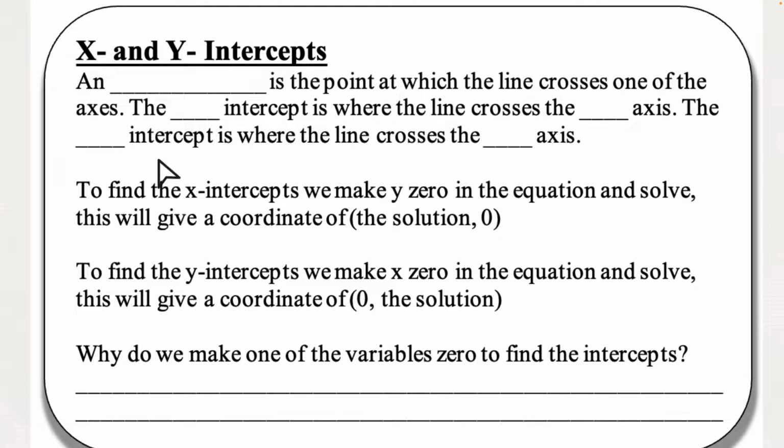An intercept, just to give you the definition here, is the point at which the line crosses one of the axes. So the x-intercept crosses the x-axis. The y-intercept crosses the y-axis.